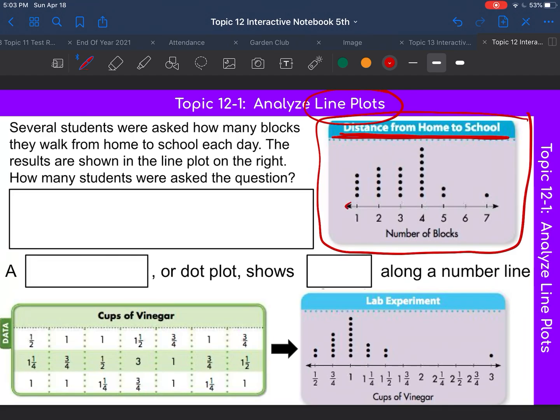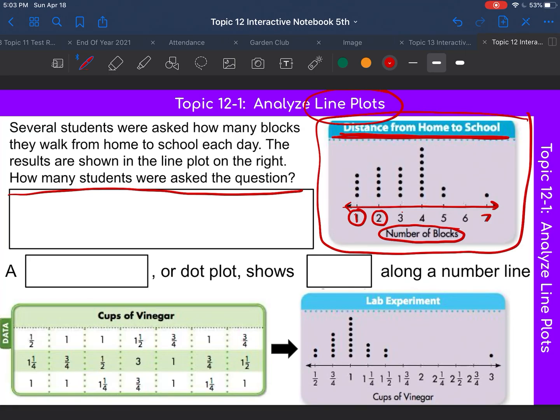And then a line plot is on a number line. So you see 1 through 7 on the number line, okay? And on the bottom, underneath the number line, it just has what those numbers stand for, which is number of blocks. So we are asked how many students were asked the question, okay? Well, this 1 stands for people that walk 1 block from home to school each day. That 2 stands for 2 blocks, and so on. 3 blocks, 4 blocks, 5 blocks.